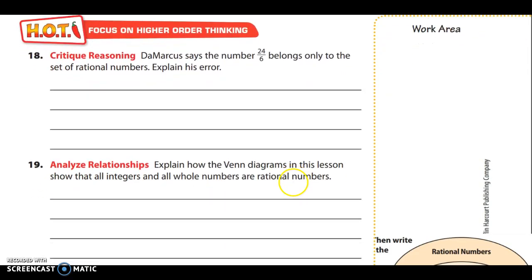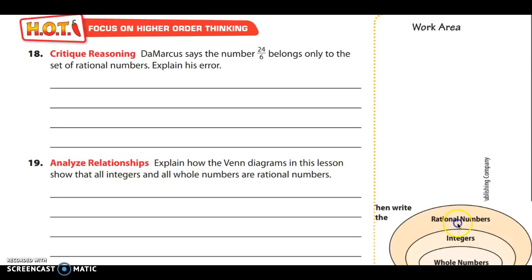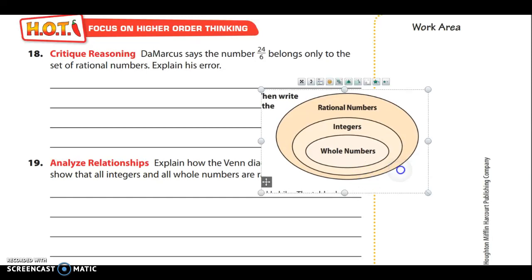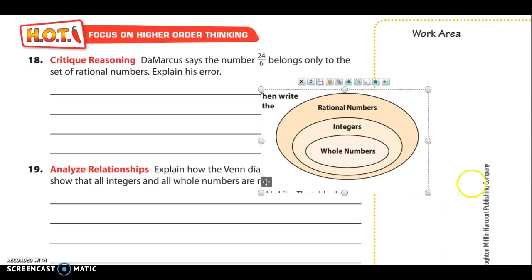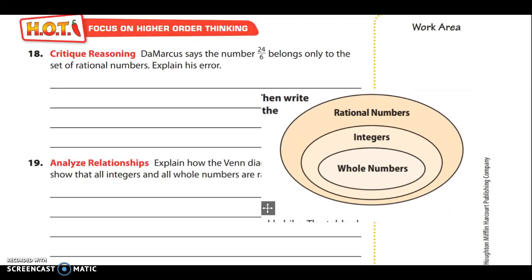Question number 18 reads, DeMarcus says that the number 24/6 belongs only to the set of rational numbers. Explain his error. I'm going to bring this up here. And it makes a little bit of sense what he's thinking here, because 24/6 looks like a rational number. It looks like it should go right there, doesn't it? So should we say that he's correct, 24/6? The problem is he's not thinking 24/6 all the way through.